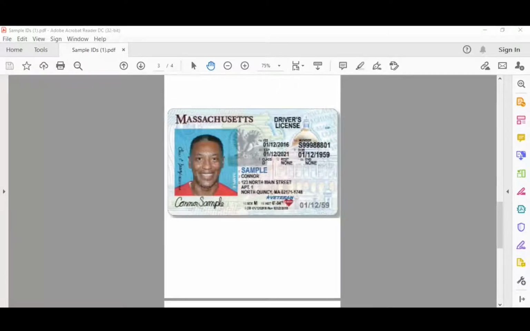All right, so welcome. We are recording right now. What you should see on your screen right now are sample IDs. Now, like I said before, I was not able to find any valid ones, so we're going to put the expiration date for all of these IDs to be 2024.